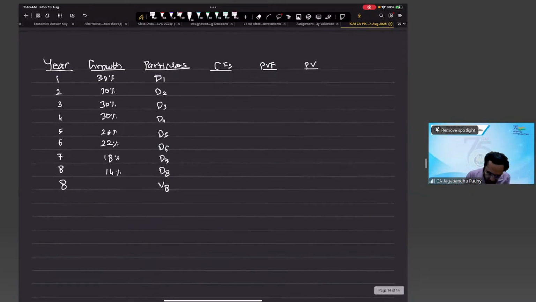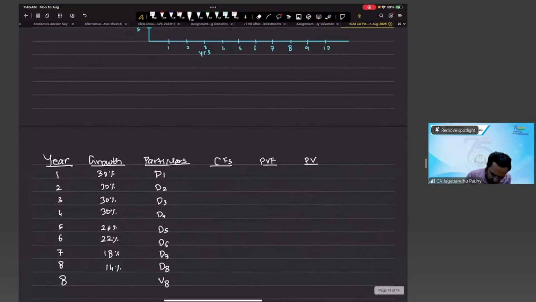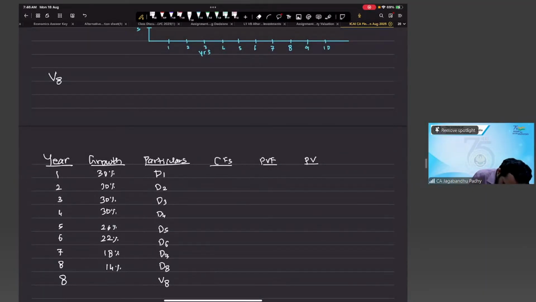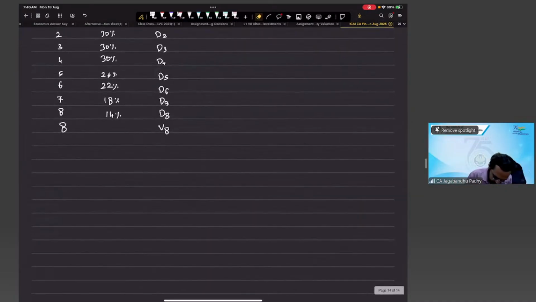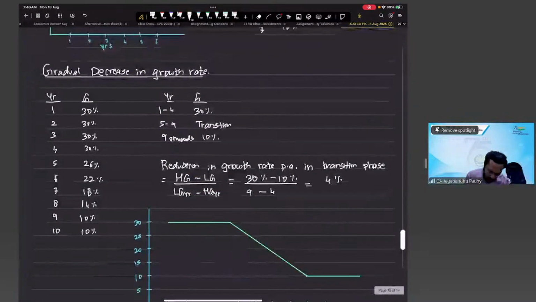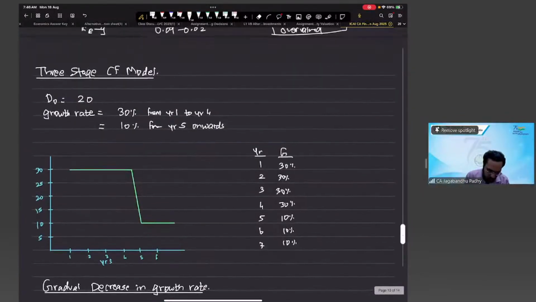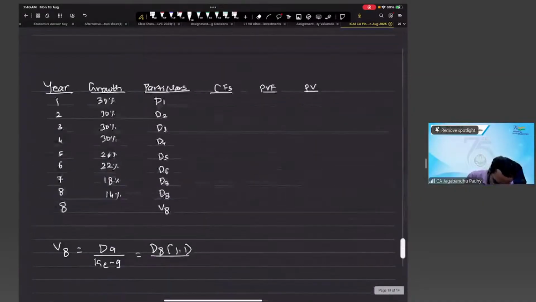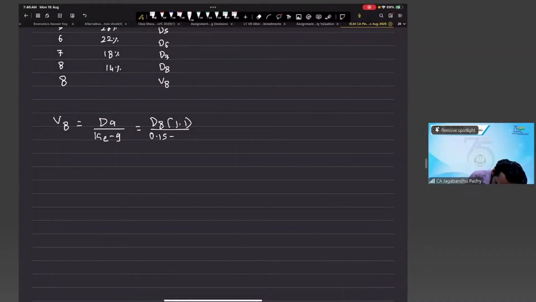Okay, so first let's try to calculate the terminal value over here. So value in year 8, we'll do it below. Can you tell me how we get the value of the share in year 8? D9 upon K minus G. Achha, for that, we need to get D8. So D8 into 1.1 upon what was the cost of equity that we said? Okay, we didn't specify the cost of equity. Let's take it as 15%. So 0.15 minus 0.1.